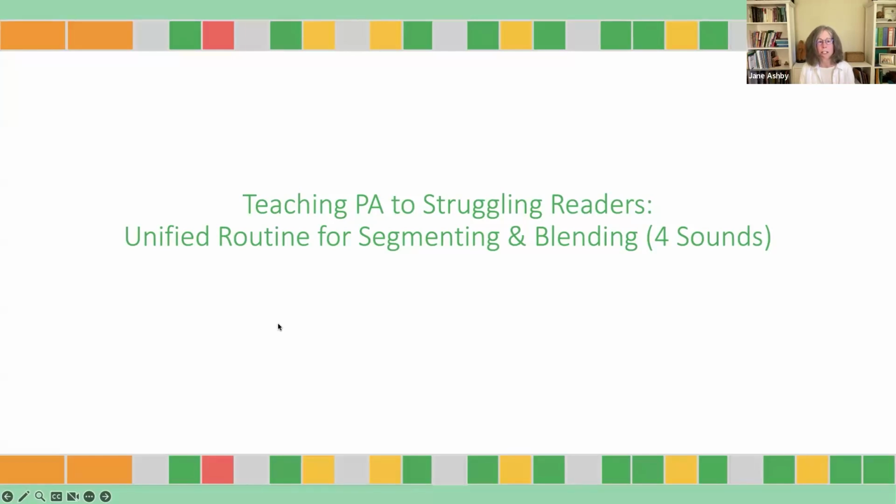So these unified routines, I call it a unified routine because many programs give like blending activities and segmenting activities and deletion activities. I'm just like, wow, that's a lot of time to spend on all those separate activities. For any given phonemic awareness item, students should be doing segmenting and blending. When you're doing deletion, they should be doing segmenting, blending, and deletion. That's why it's a unified routine. So you're getting all of those skills practiced within each item.